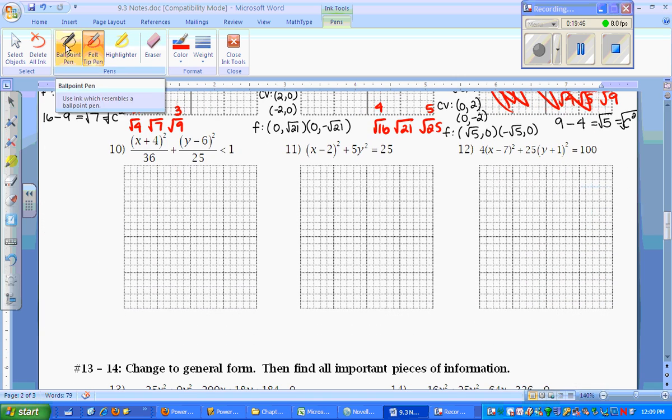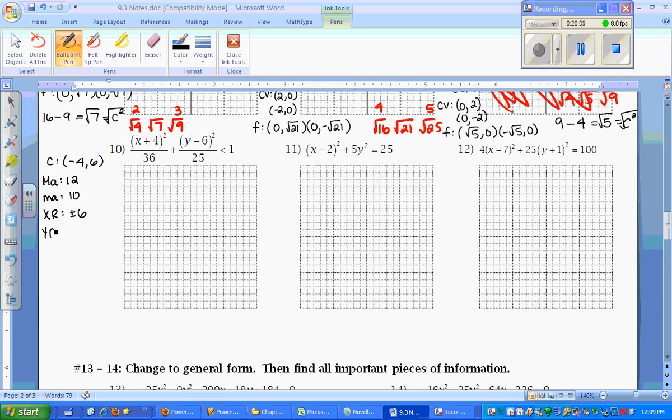And let's do a few where the center is not at (0, 0). So in this case, my center is at (-4, 6). My major axis, bigger number, is 36, square root is 6, double it, you get 12. My minor axis, square root of 25, you get 5, double it is 10. The x radius is plus or minus 6. The y radius is plus or minus 5.